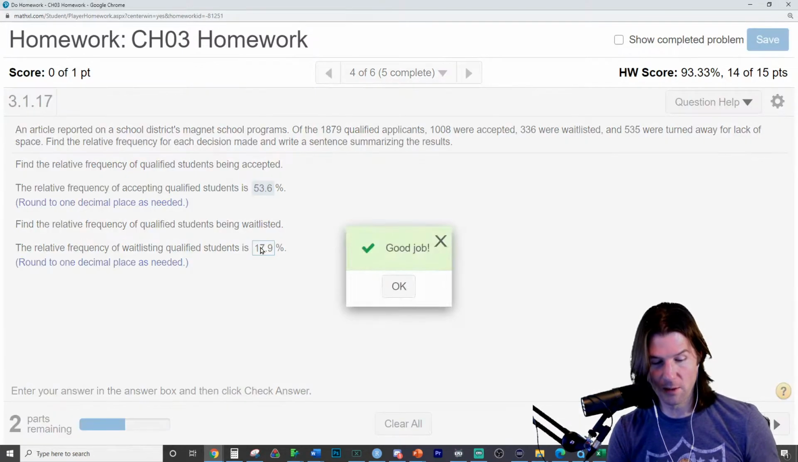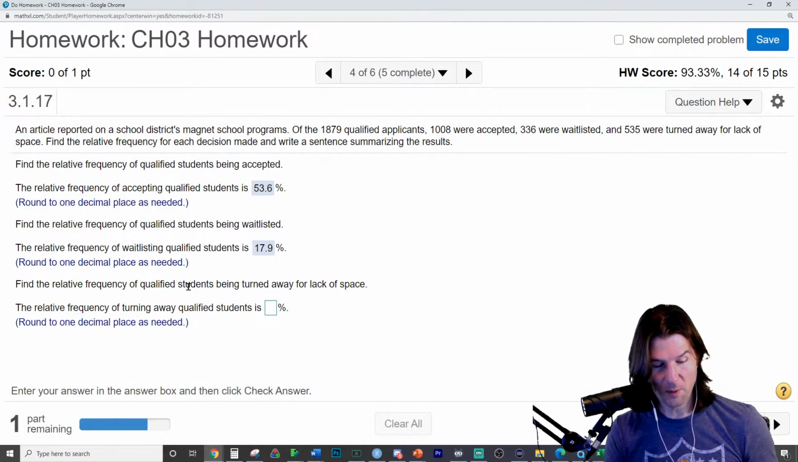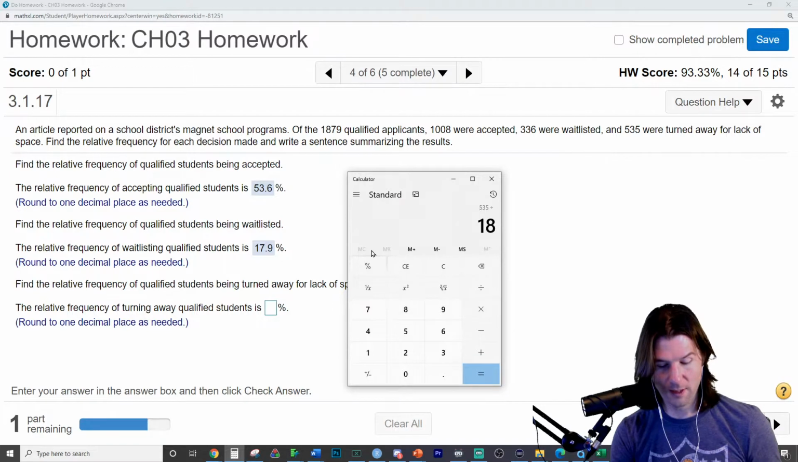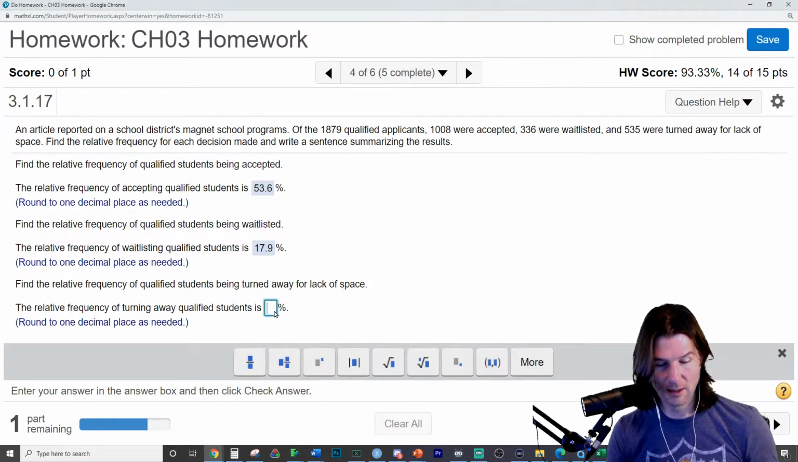17.9. Find the relative frequency of qualified students being turned away due to lack of space. So 535 over 1879 and 285.